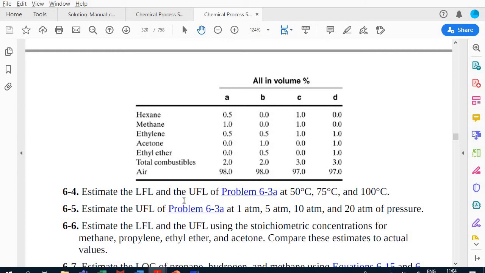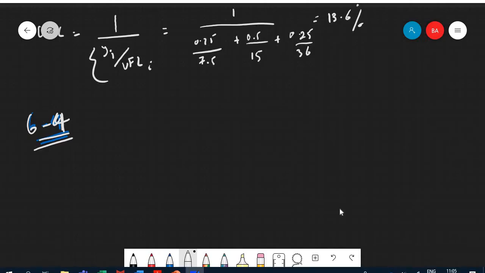Similarly, if you want to solve the problem again, will my LFL change if it goes from 25 to 75? Will my UFL change if it goes 25 to 75? And similarly for 100 degrees. Okay, so we just need to go back to the part that tells us, if the temperature is changing, how we can calculate our new flammability limits.